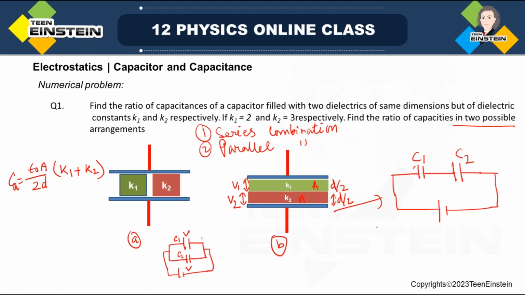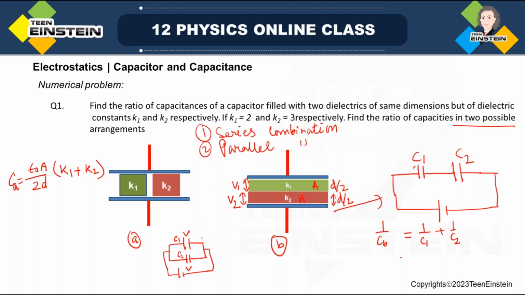Now in this case also, we can calculate the equivalent capacitance. Suppose this is CB. Then 1 over CB is equal to 1 over C1 plus 1 over C2.